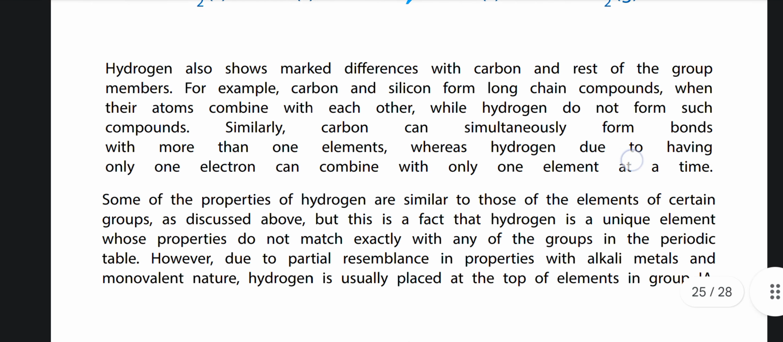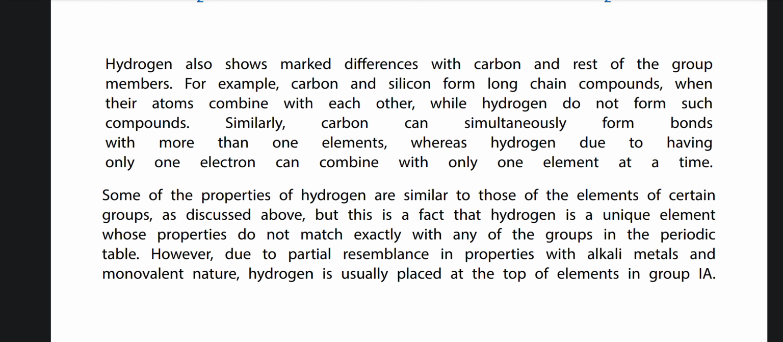Hydrogen also shows marked differences from carbon and the rest of the group members. For example, carbon and silicon form long chain compounds when their atoms combine with each other, while hydrogen does not form such compounds. Similarly, carbon can simultaneously form bonds with more than one element, whereas hydrogen, due to having only one electron, can combine with only one element at a time.